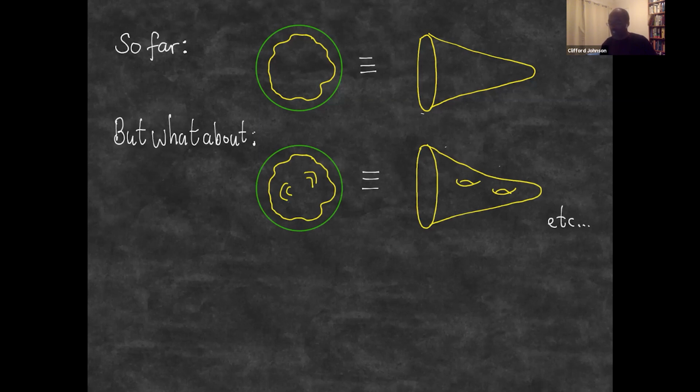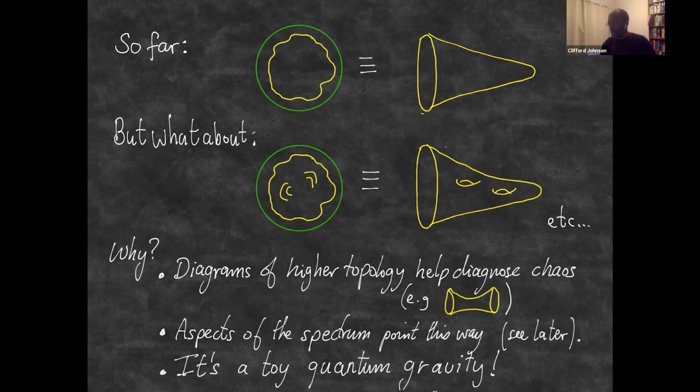But I also want to consider, as I said before, other topologies. And in fact, higher topology is going to be extremely important, not the least because you'll want to consider diagrams like that double cone, that sort of deformed cylinder that I drew there, in order to understand diagnostics of chaos in the quantity I hopefully will get to at the end, the spectral form factor. But also, it's interesting to study higher topology because this is a toy model of quantum gravity, and it's always good to understand toy models of things that we consider important.